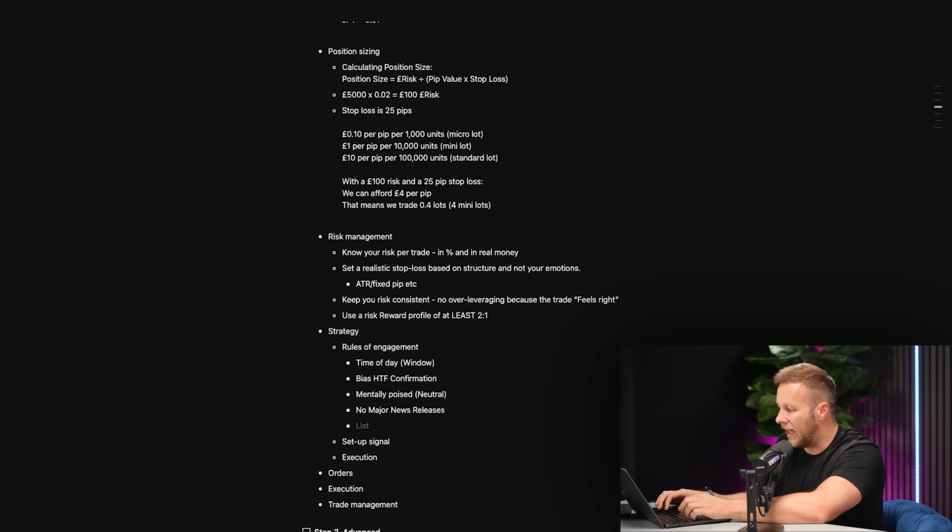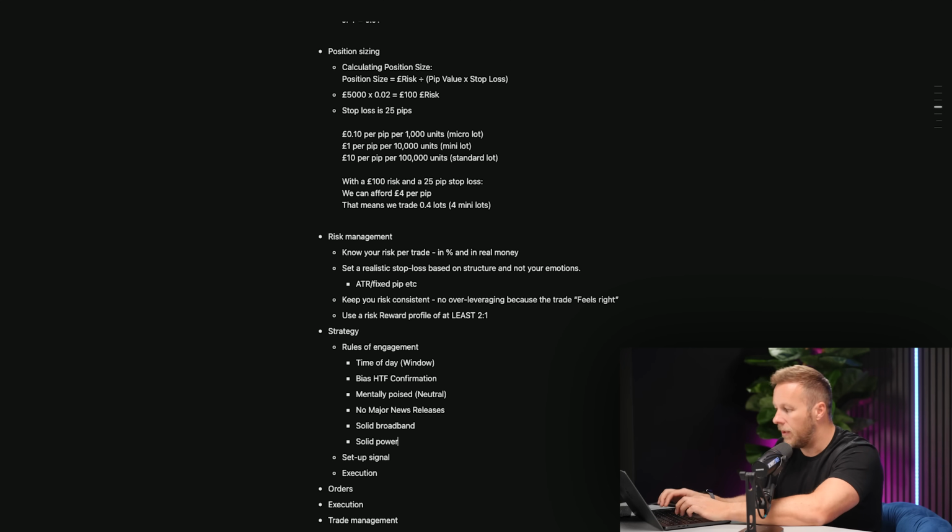And then there's other emergency rules of engagement, like solid broadband. The last thing you want to do is be trading when you've got intermittent issues with your broadband or solid power. If you've got people doing roadworks outside your house or power cuts going on, you don't want to be getting into trades in those situations as well. So you want to think of as many things that are going to keep you as consistent as possible, including your emotions, external forces, and physical things and market conditions that allow you to be really, really consistent.